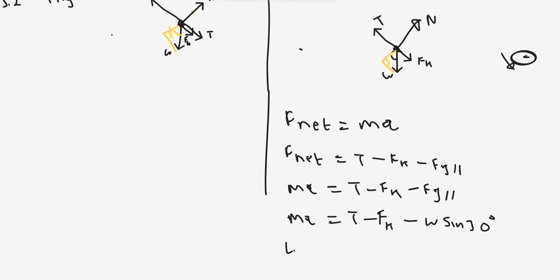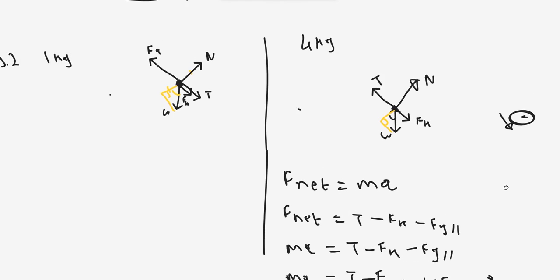And our mass is 4. We don't have acceleration. We also don't have T. We are calculating T, obviously. And then negative Fk. They said the frictional force for the 4 kg block is 10 newtons. Okay, it's 10 minus, and then our weight is 4 times 9.8 sine 30 degrees.